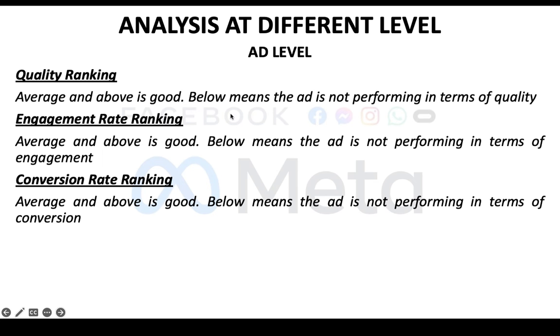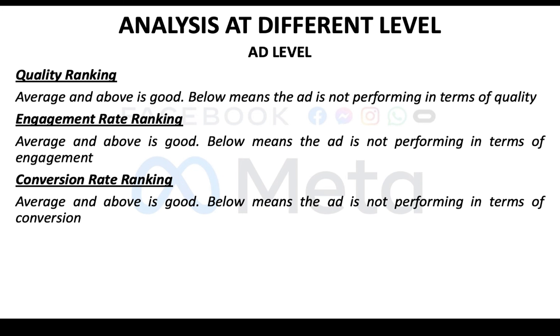So let's quickly go back and see what it says. Quality ranking, average and above is good. Below means the ad is not performing in terms of quality. Engagement rate ranking, average and above is good. Below means the ad is not performing in terms of engagement. Conversion rate ranking, average and above is good. Below means the ad is not performing in terms of conversion. So once you start getting reports like this, you definitely know you have to work on your ad. So that is that, guys.